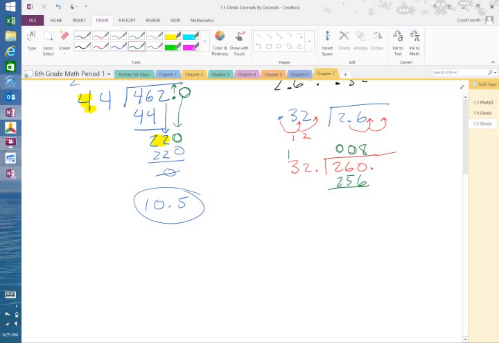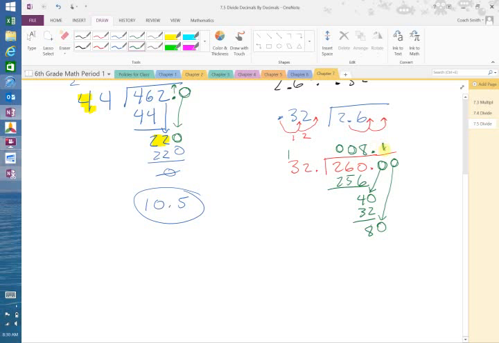And that gives me a remainder of what? 4. Bring up my decimal, add a 0. Bring it down. 32 into 40. One time, 1 times 32, remainder 8, add another 0, bring it down.